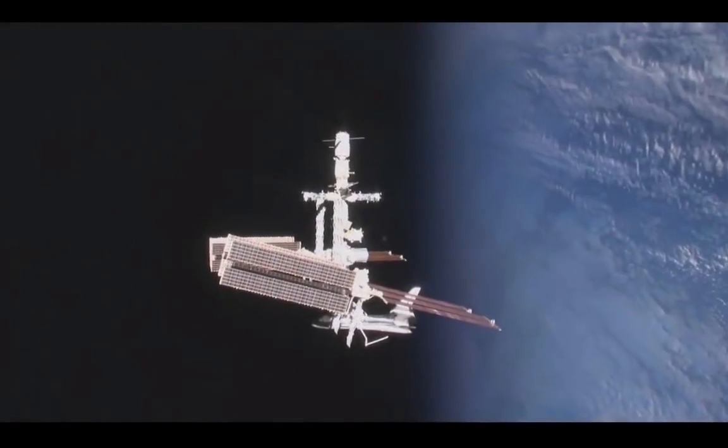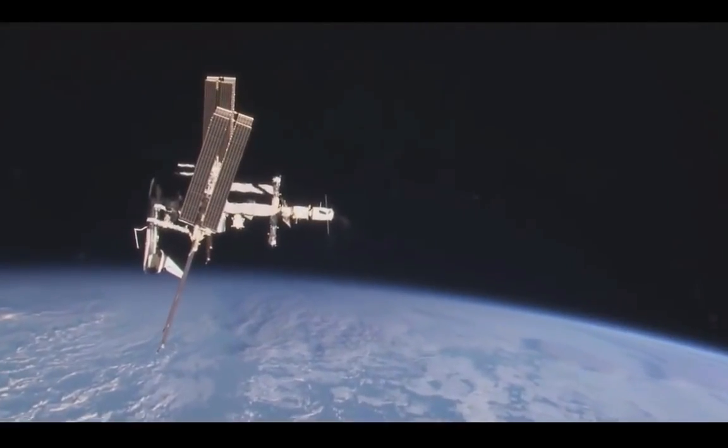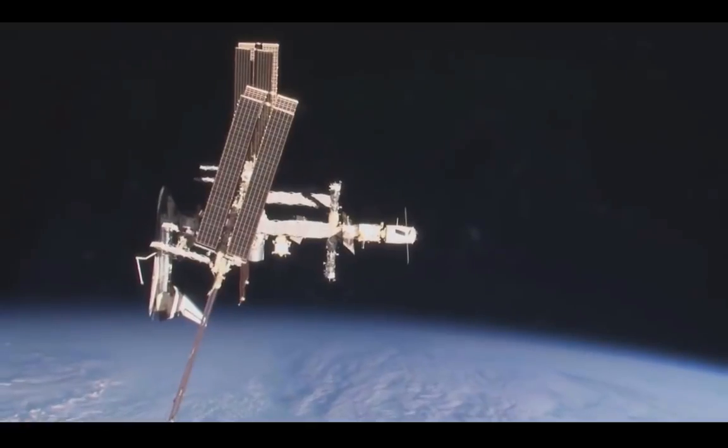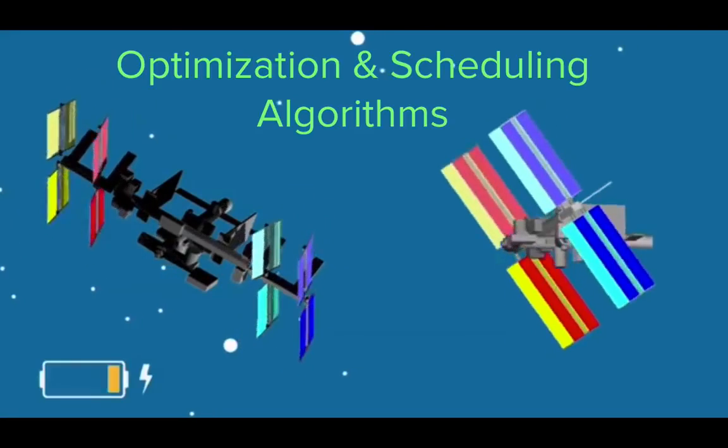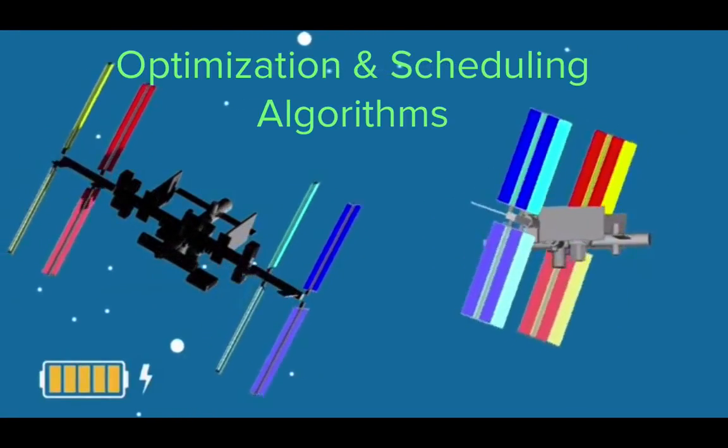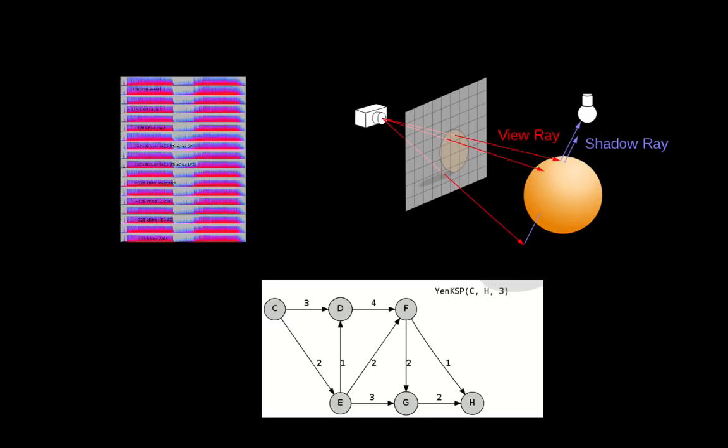How does NASA choose how to arrange the solar panels on the International Space Station and when to rearrange them? They use an optimization and a scheduling algorithm. Those algorithms are more complex than our everyday algorithms, like making a grilled cheese sandwich, but they boil down to the same thing: a set of steps to accomplish a task.